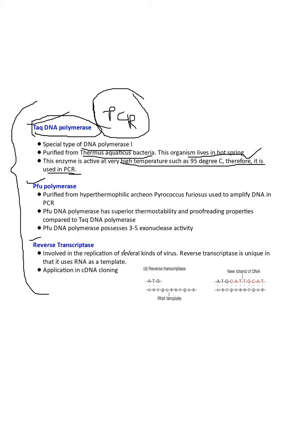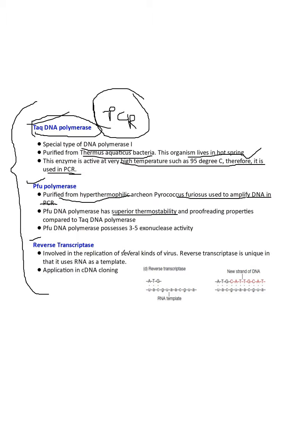So coming to Pfu polymerase, what is it all about? It is purified from the hyperthermophilic archaeon Pyrococcus furiosus, used to amplify DNA in PCR. This is also a PCR-based enzyme. Also it is purified from the hyperthermophilic archaeon Pyrococcus furiosus. So Pfu DNA polymerase has superior thermostability. Alright, so let's just mark its function.